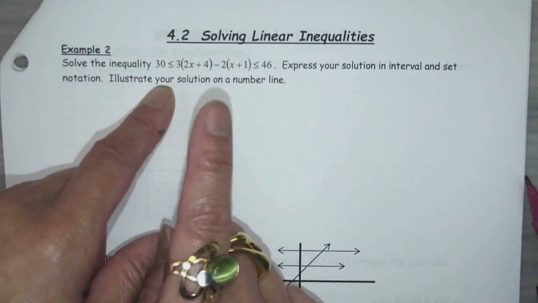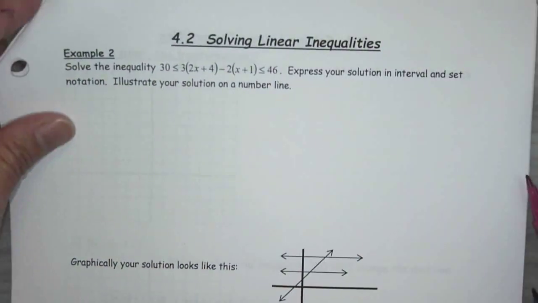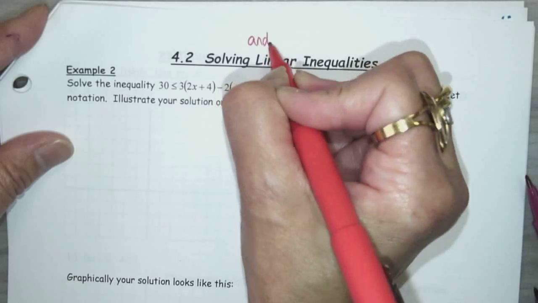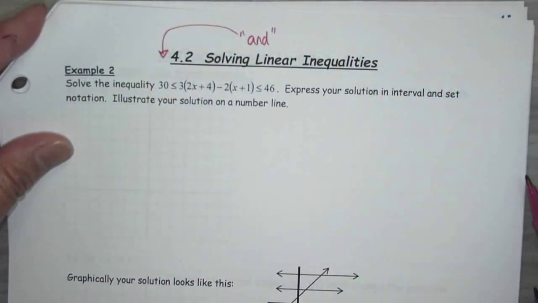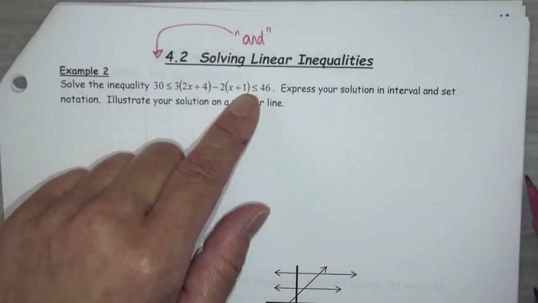I'm using the word and, right? Because it's between both of them. This is an and scenario. So this example is and. I didn't write it on top here because I'm going to write something above it. Okay, so let me show you what I'm going to do.